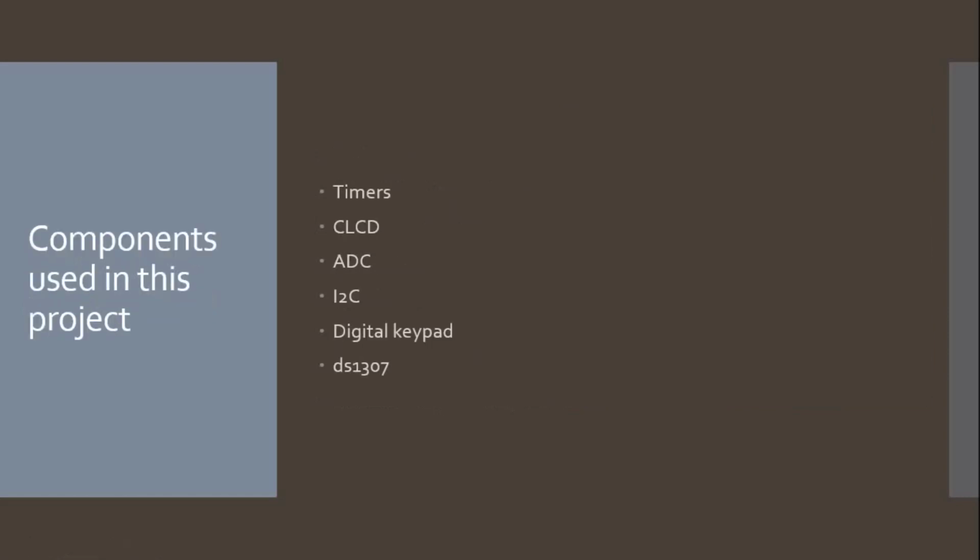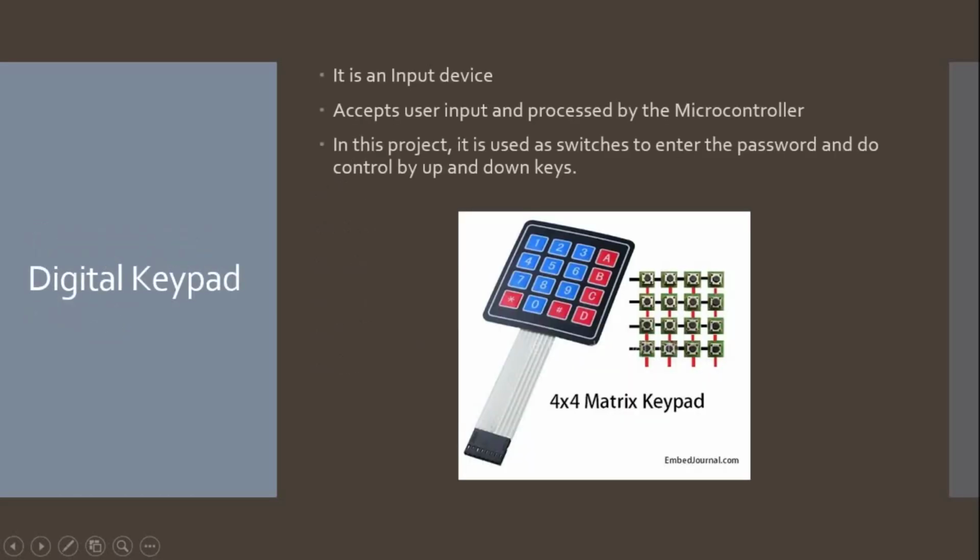The components which we have used in this project are the timer, CLCD, analog to digital converter, I2C, digital keypad, DS1307. So let's see what a digital keypad means. It is an input device which is used by a user to enter input and is processed by the microcontroller. In this project, it is used as switches to enter the password and to control by up and down keys.